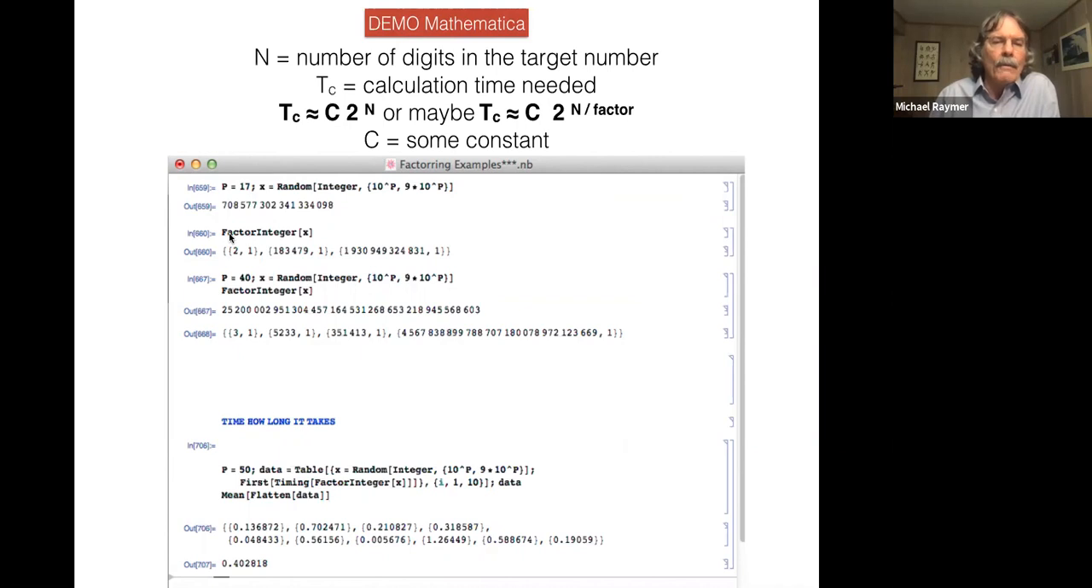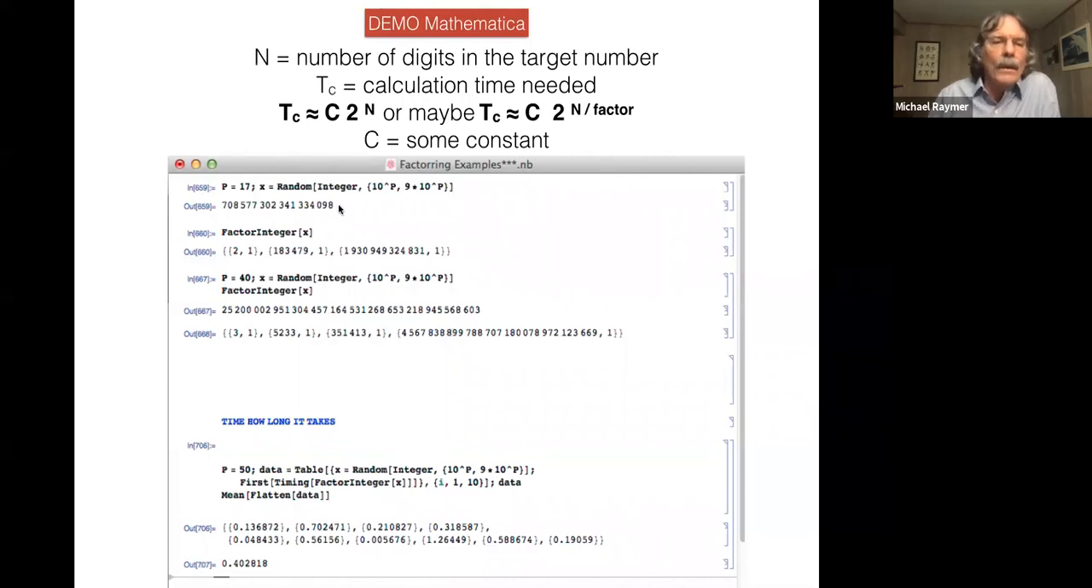Now there's an algorithm called factor the integer. So I stick this number, X is my big number, I stick it in this little algorithm and it spits out, boom. These are the factors: there's one factor of this, there's one factor of this, and there's one factor of this. So it's 2 times this number times that number equals that number.